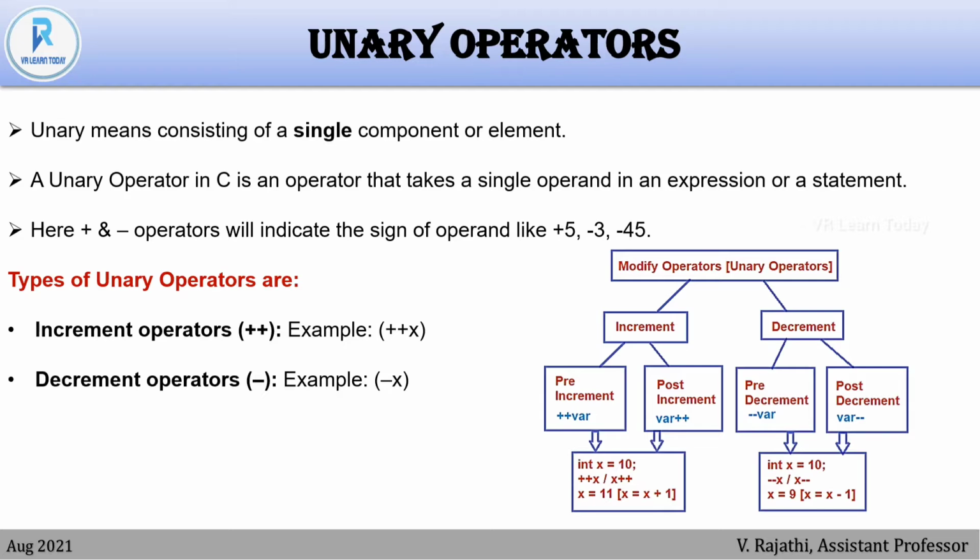Pre and post simply mean placing the symbol before the variable or after the variable. This is the difference. Here is the example: int x equal to 10, and plus plus x is incrementation. This is a pre-increment. x plus plus is a post-increment. In the same way, if the symbols are before the variable, that is called pre, and if after the variable, that is called post. If it is a plus, it is increment; if it is a minus, it is decrement.